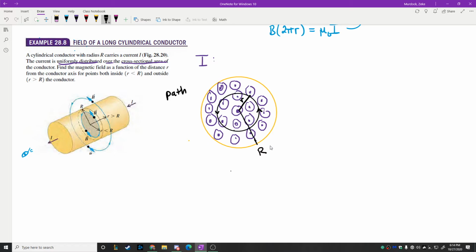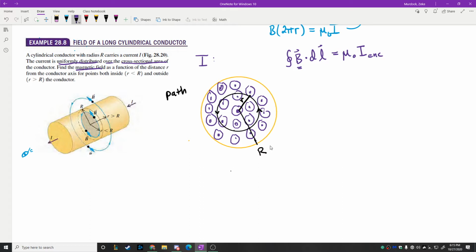All right, so now we're going to apply Ampere's law. Ampere's law says, again, we need to do a path integral of B dot dl, and that this should be equal to mu naught multiplied by the current enclosed. Our goal here, again, is to solve for the magnetic field. That's what we want to find. We're trying to find the magnetic field as a function of the distance r from the conductor. So let's go ahead and handle that.